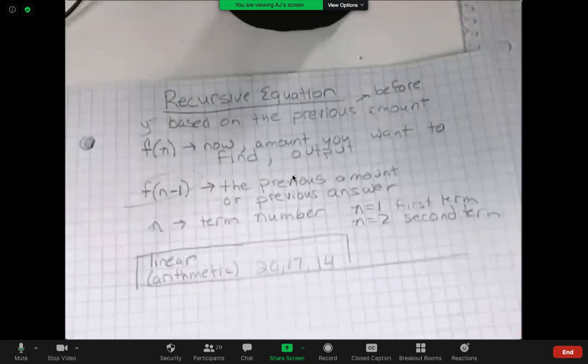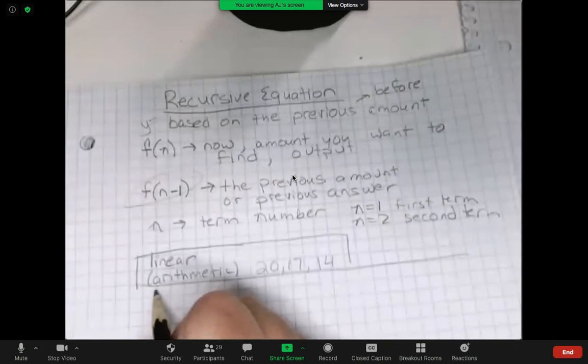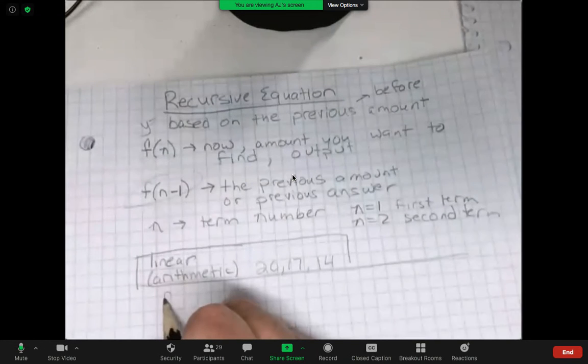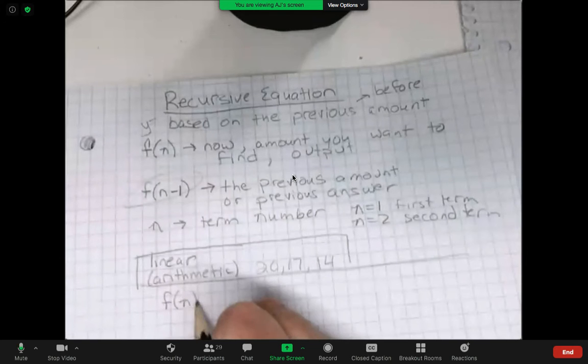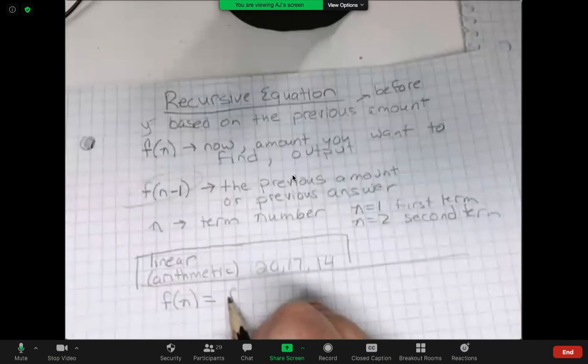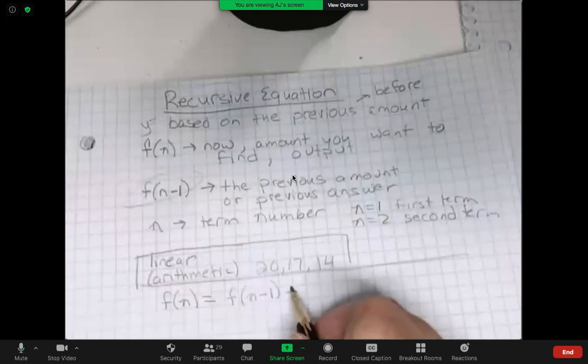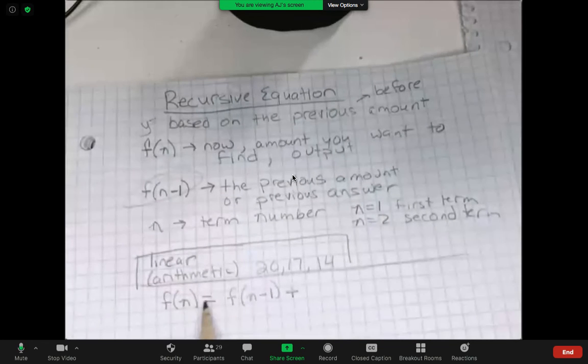Here's the formula. So this is like a sentence frame. Do you know what sentence frames are? Like when your English teacher wants to make it easier for you to write something, sometimes they give you like a fill in the blank sentence. So this is like your fill in the blank formula. If it's linear and you want a recursive equation, you're always going to write F of N equals the previous amount. That means previous. And then plus, so you're going to write all of this every time.